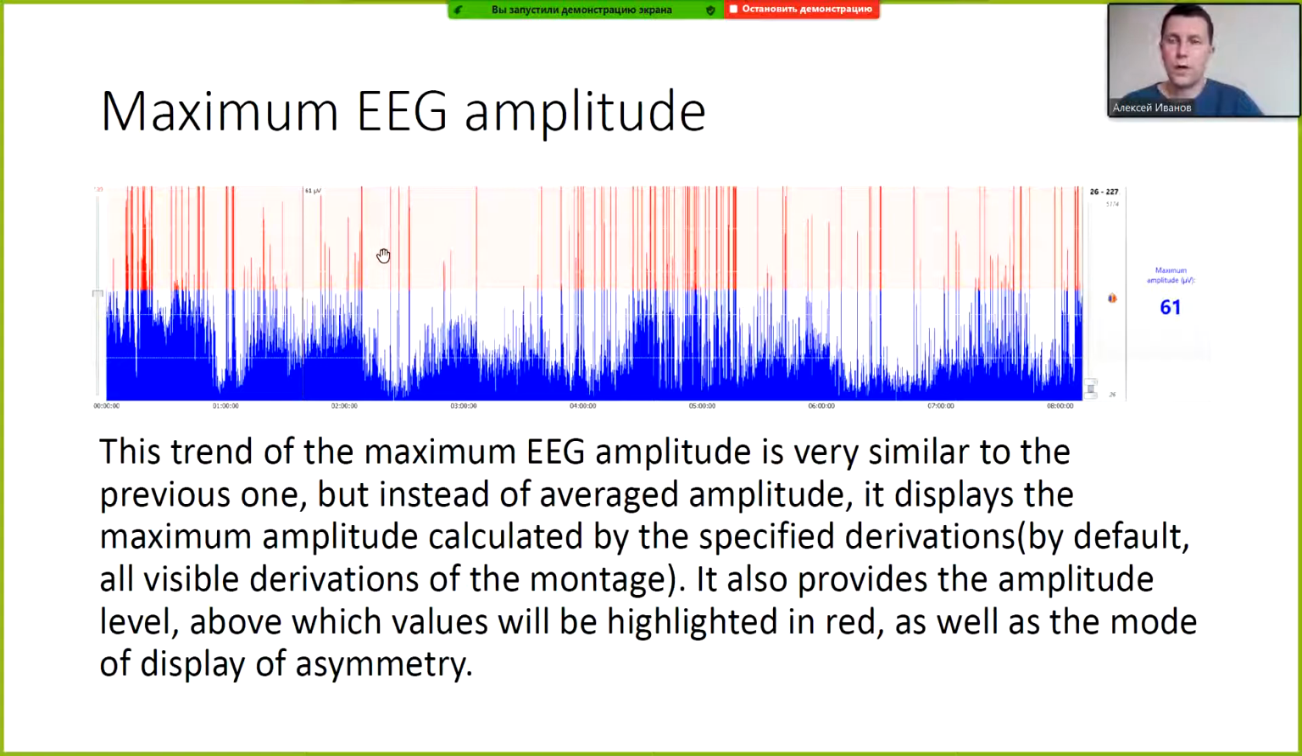Very close to average amplitude is the trend called maximum EEG amplitude. The difference is that this trend shows us the maximum EEG amplitude calculated by specified derivations. Also, this trend has the same controls: hemisphere asymmetry mode, information panel, and red color highlighting.